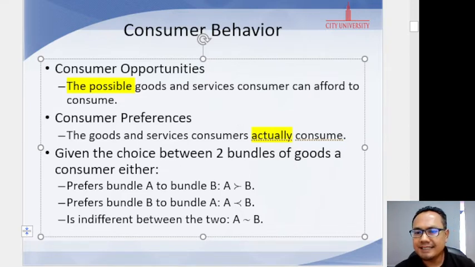The distinction is very important. While I can afford, and thus have the opportunity, to consume 1 pound of beef liver each week, my preferences are such that I would be unlikely to choose to consume beef liver.